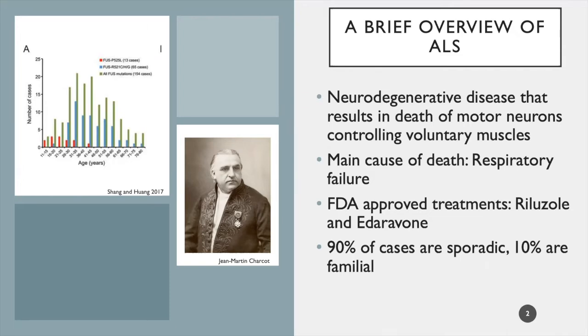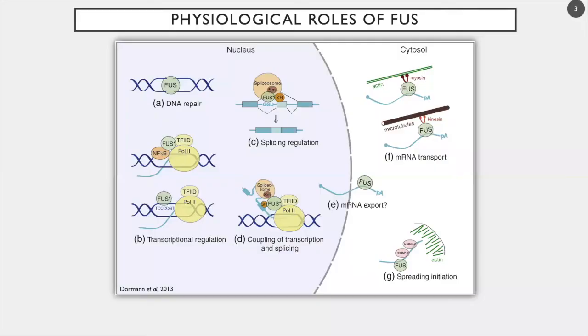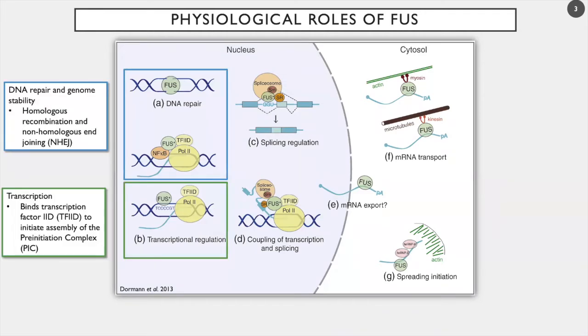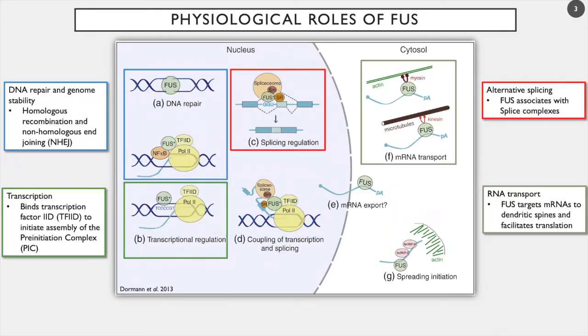5% of the familial cases are due to mutations in the fused in sarcoma gene, which encodes the FUS protein and is my protein of interest. The bar graph on the left displays the onset of FUS ALS cases and shows the most common variant is at the R521 position. But what does FUS actually do? As a DNA-RNA binding protein, it sort of acts as a jack of all trades and is involved with DNA repair, transcription, alternative splicing, and RNA transport.